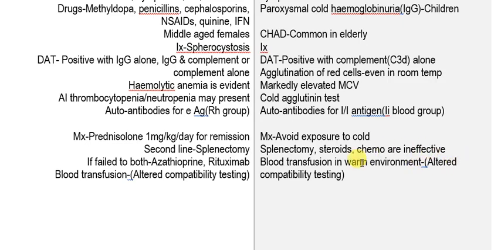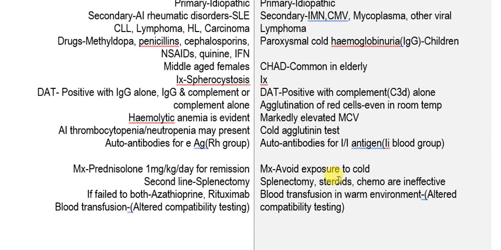And here also you can have altered compatibility testing because of these bound antibodies. So that's all.